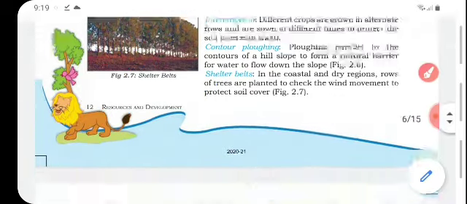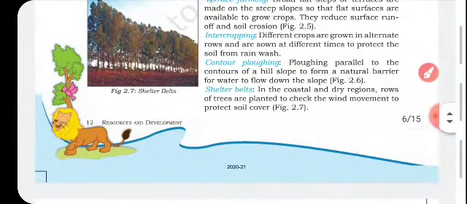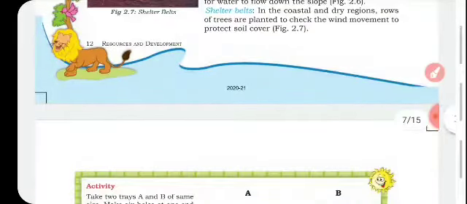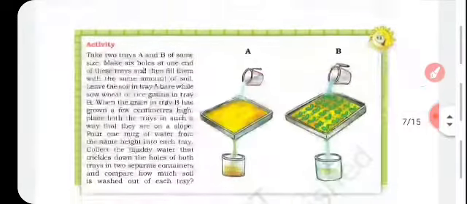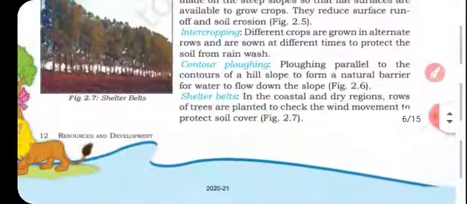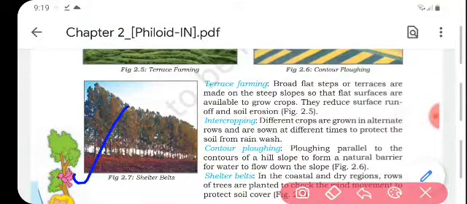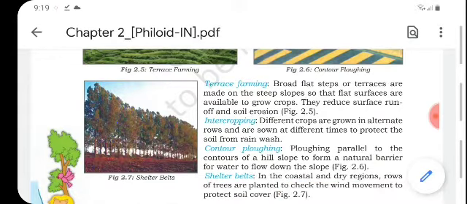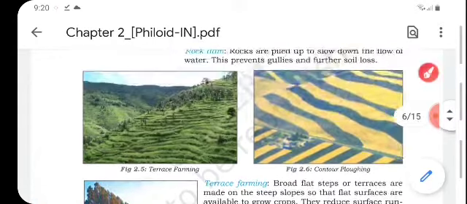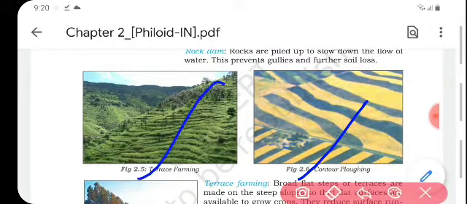Now next is a shelter belt. It is used in coastal and dry regions. Rows of trees are planted to check the wind movement and protect the soil. Here we will see the individual ones. This is a shelter belt. All the trees are grown in a sequence, in a queue, and they check the movement of wind. Now this is contour ploughing, and this is terrace farming.